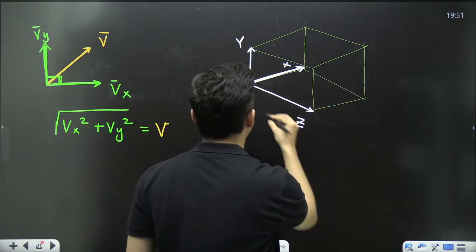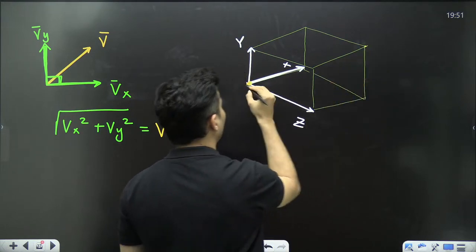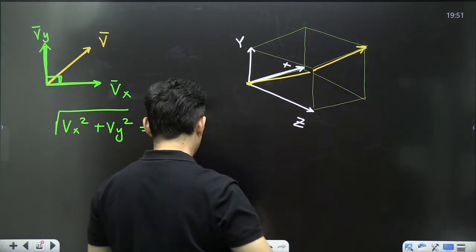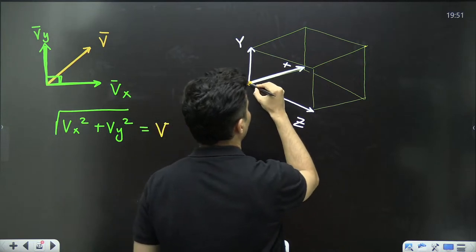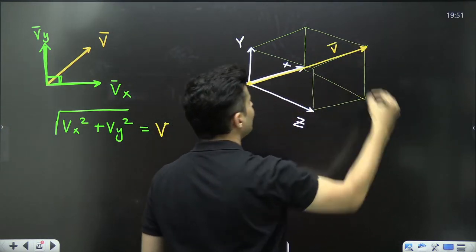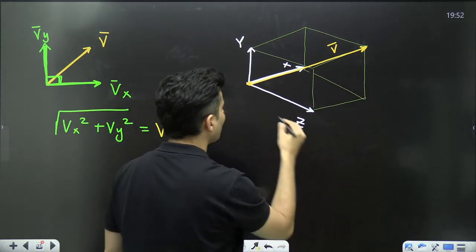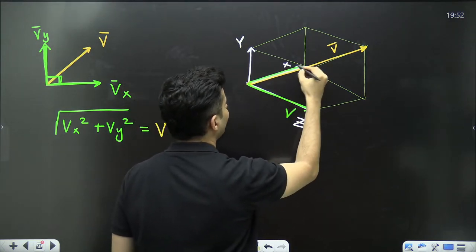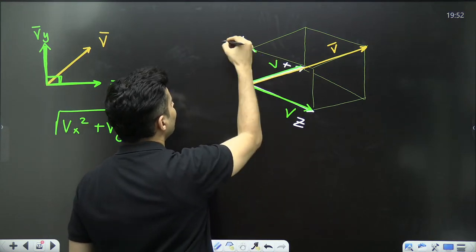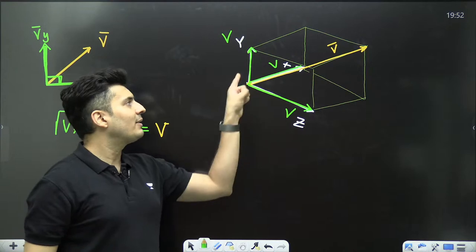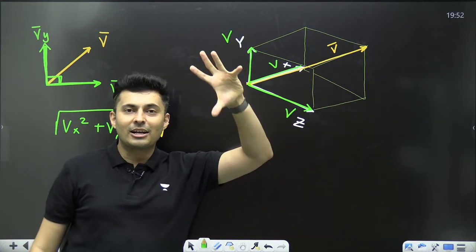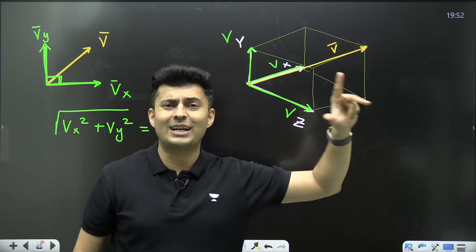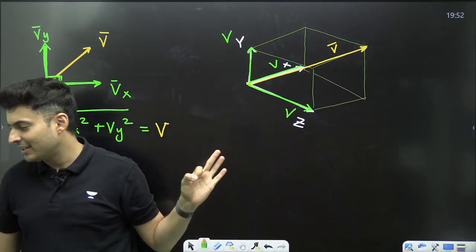Now, if I draw a vector starting from here till this point, from one corner to the other corner, maybe it will go like this. It's not very straight, but I'm just trying to draw it. This vector can be split into so many parts. One part over here, that will be Vz. One part over here, that will be Vx. One part over here, that will be Vy. So three parts, Vz, Vx, and Vy, that will give me the net vector V. When I split the vector V, which is in three dimensions, along the three axes, I get Vx, Vy, and Vz. Isn't it crazy? What a visualization.